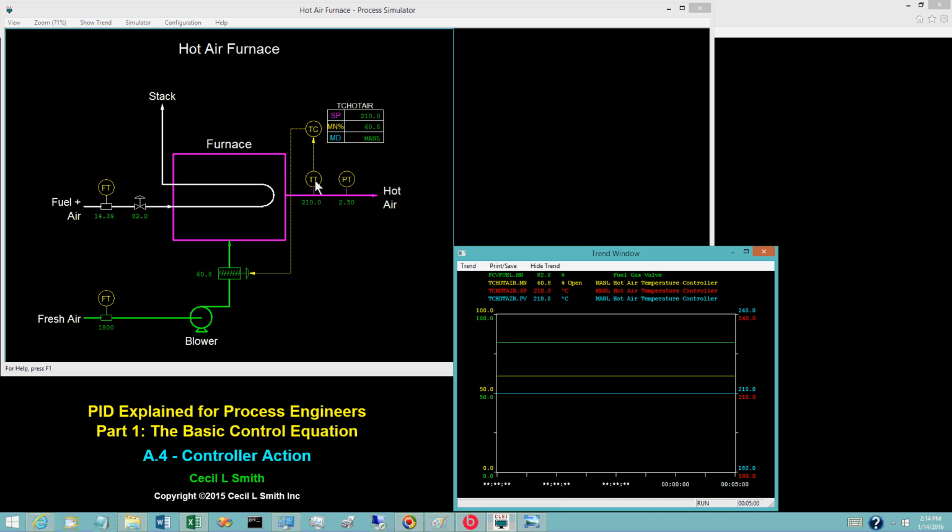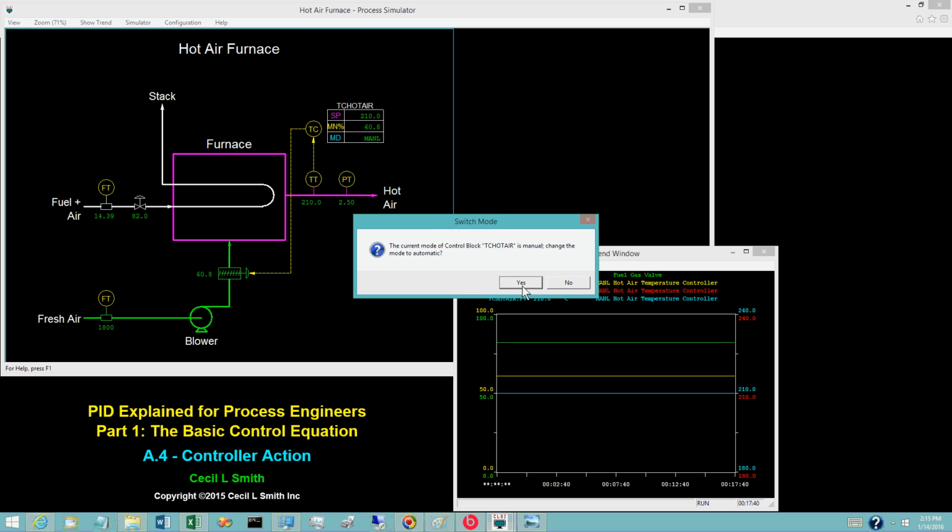If the hot air temperature is increasing, should the controller increase the fresh air damper opening, or should the controller decrease the fresh air damper opening? To slow or reverse the rate of increase in the hot air temperature, the fresh air flow must be increased. The controller must increase the fresh air damper opening. The controller must be direct acting, sometimes designated increase, or forward acting.